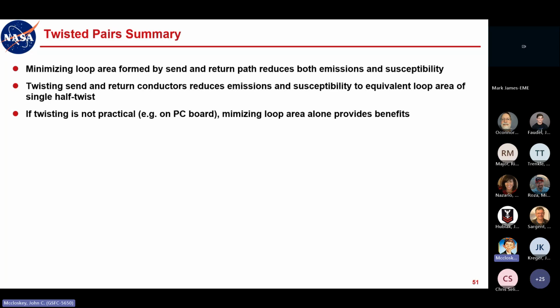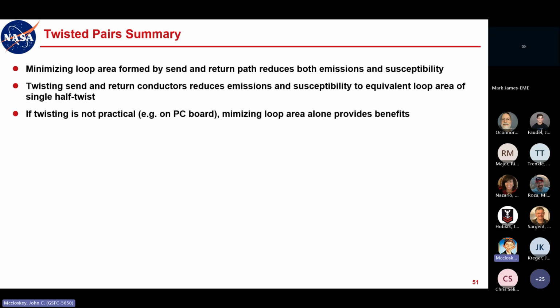If it's not practical, say on a PC board, just minimizing the loop area alone provides significant benefit, just providing that return path as close as possible to the send path. I think I have heard of some people doing kind of virtual twisting, like running a short segment of a conductor and then going through a via and then going to another layer, like with a board with 15 layers or something like that. Yeah, I don't know that I've ever actually looked at a board layout that does that, but I think I've at least heard anecdotally of people doing that.